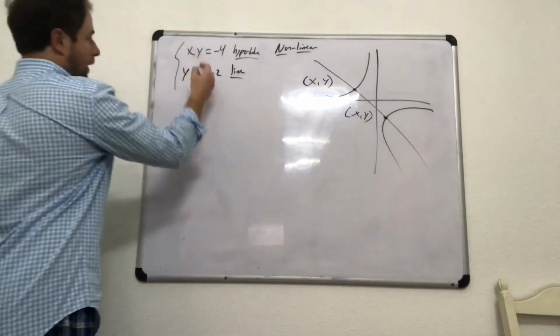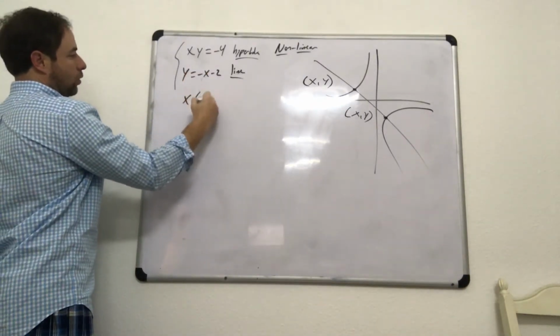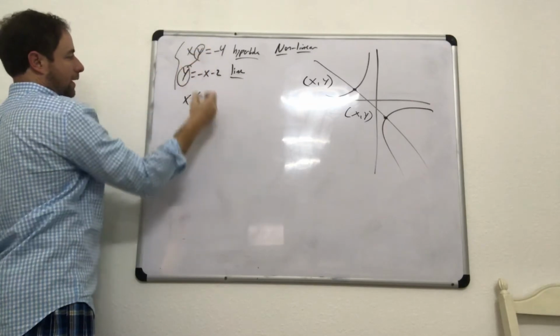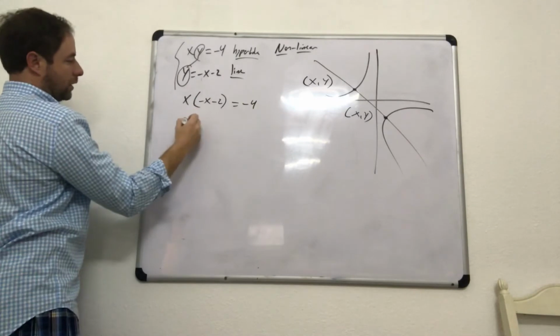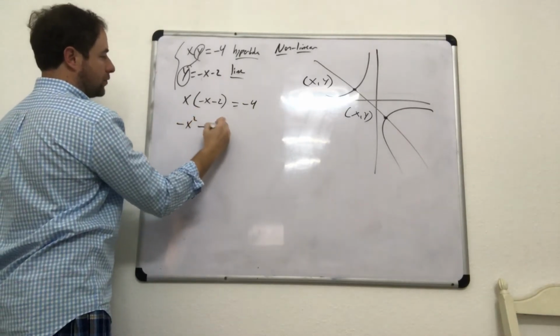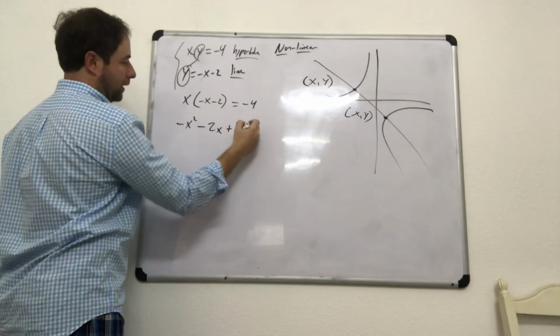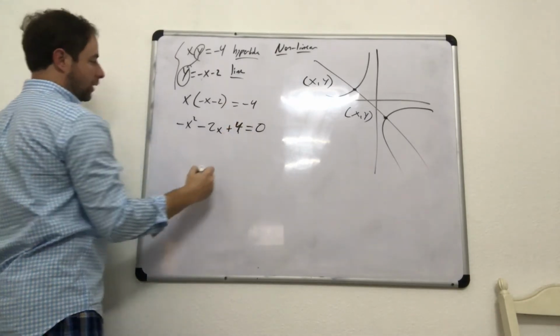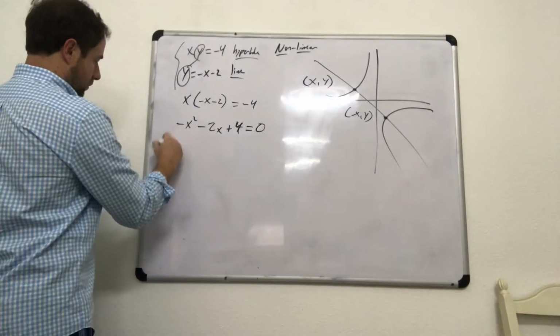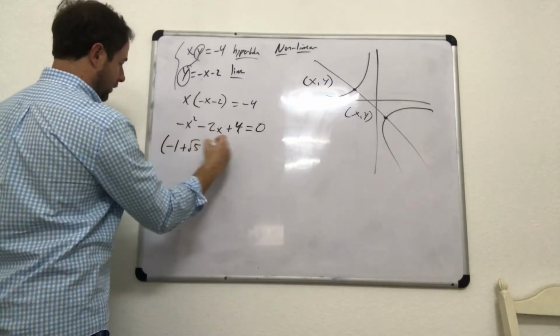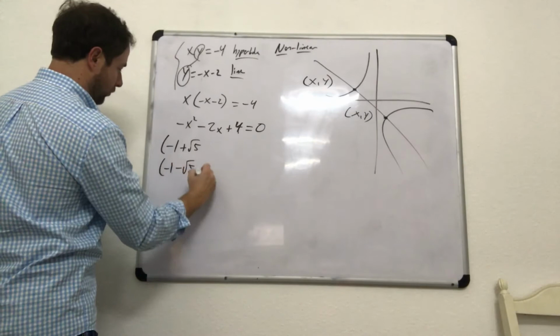So when we get x, y, we're going to take this and plug it in for y here. So we get negative x minus 2 equals negative 4. You're going to get negative x squared minus 2x plus 4 when we bring it to this side equals 0. Then you're going to plug this into the quadratic equation. When you plug that into the quadratic equation for x, you're going to get negative 1 plus root 5, and you're going to get negative 1 minus root 5.